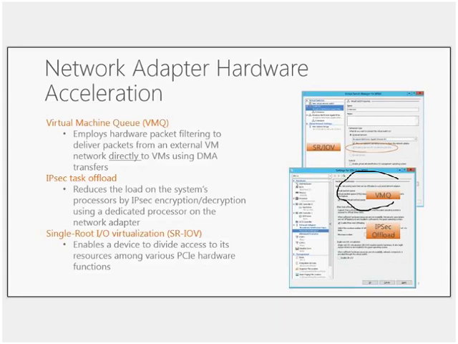But virtual machine queue, or VM queuing, really helps reduce the overhead of routing packets from one host to the VM, which helps improve the performance of the host operating system. And it does this by distributing the processing of network traffic for multiple VMs among multiple processors.